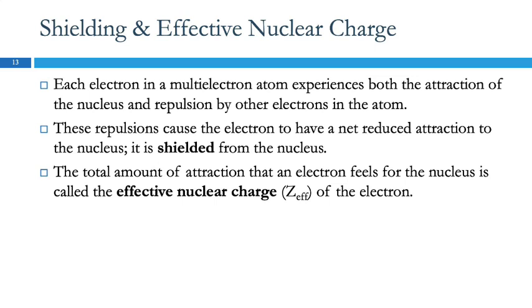So, in multi-electron atoms, we've got electrons being attracted to the nucleus. The nucleus is positive, electrons are negative. And we have electrons being repelled by other electrons, right? Two negative electrons repel each other. And so the repulsions from those other electrons reduce the attraction of the nucleus. We say the nucleus is shielded by these electrons. And so we can say that the total amount of attraction that an electron feels for the nucleus is called the effective nuclear charge.